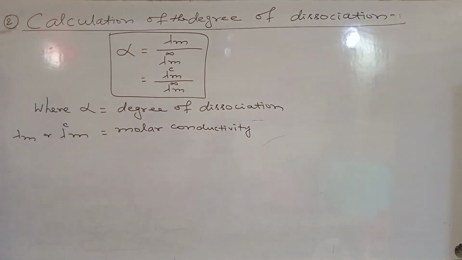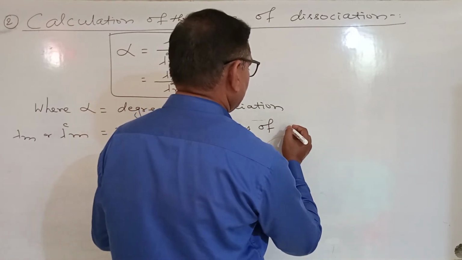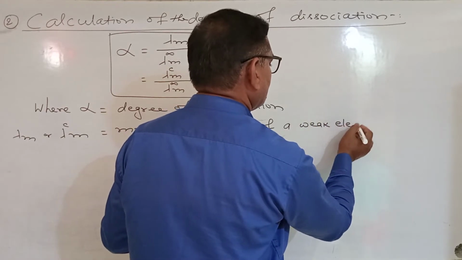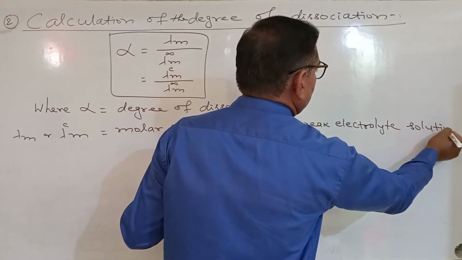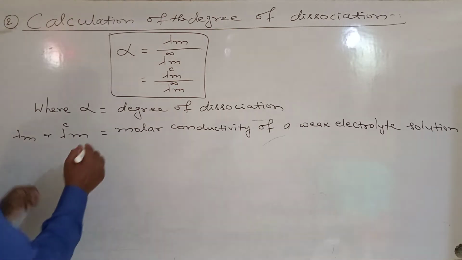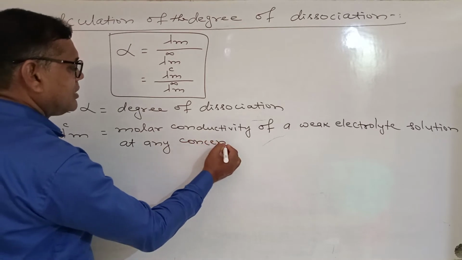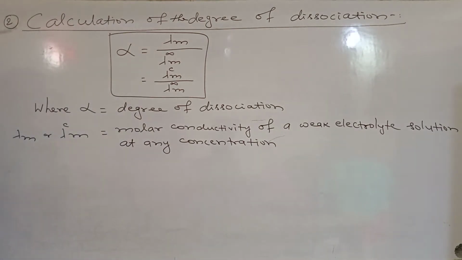Here we write molar conductivity of a weak electrolyte solution at any concentration. Lambda m is the molar conductivity of a weak electrolyte solution at any concentration.